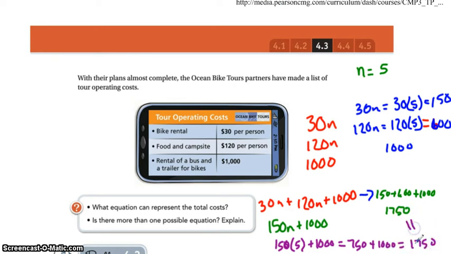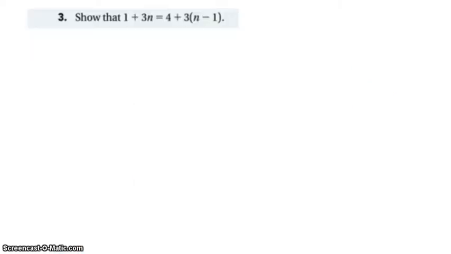And they are equal. So both of these expressions are equivalent, which means that they're equal. All right, and finally I will show an example using the distributive property that 2 expressions are equivalent. I will show that 1 plus 3n is equal to 4 plus 3 times the quantity of n minus 1 by distributing the 3 to the n minus 1.